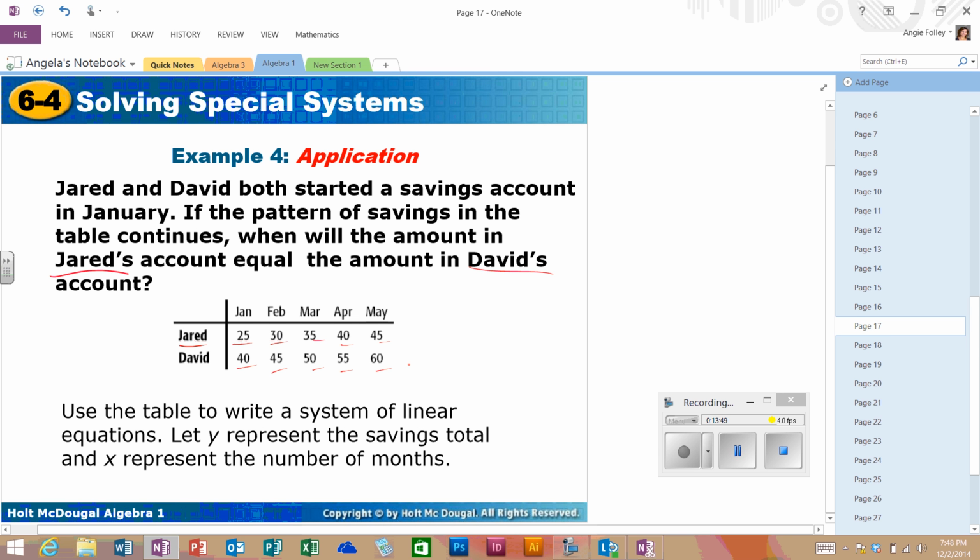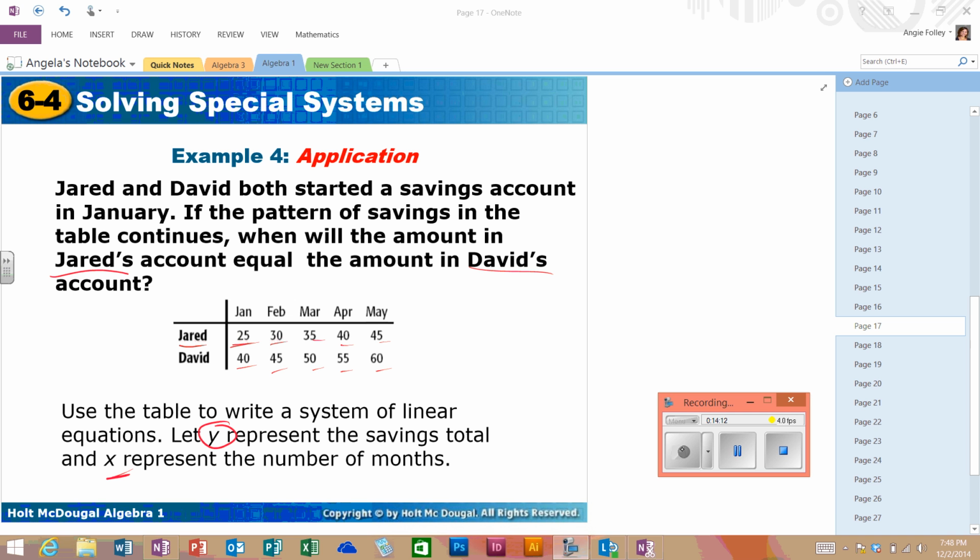So this is what they're depositing. This is how much they have in it. So we want to use the table to write a system of linear equations. The y is going to represent the savings, the total savings, and x is going to represent the number of months. Okay? So let's look at what type of equations we would come up with.